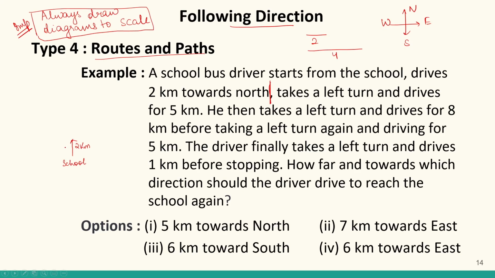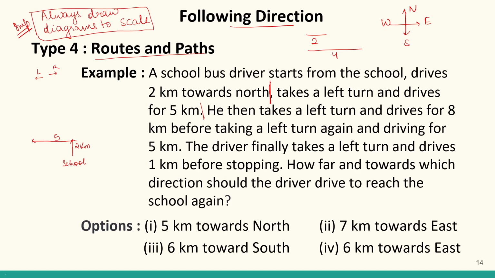A school bus driver starts from the school, drives 2 kilometer north. He drove 2 kilometer north and takes a left turn. So if I'm from north, I'm taking left. That means I'll go this side, towards west. This will be my left. This will be my right. Correct? So he takes a left turn and drives for 5 kilometers. So here. He then takes a left turn and drives for 8 kilometers.